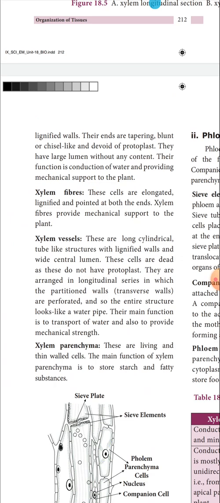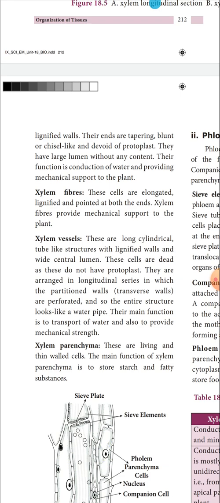So, tracheids are dead cells, since they lack protoplasm, and their cell wall is lignified, long, elongated, tapering at both ends or blunt. It has a lumen inside but does not possess any content. It is involved in the conduction of water and provides mechanical support. The next one, xylem fibers.